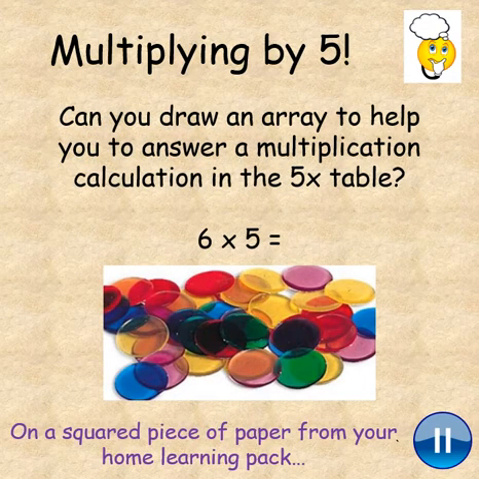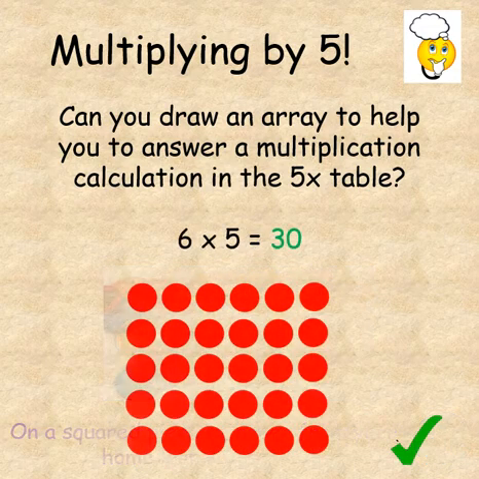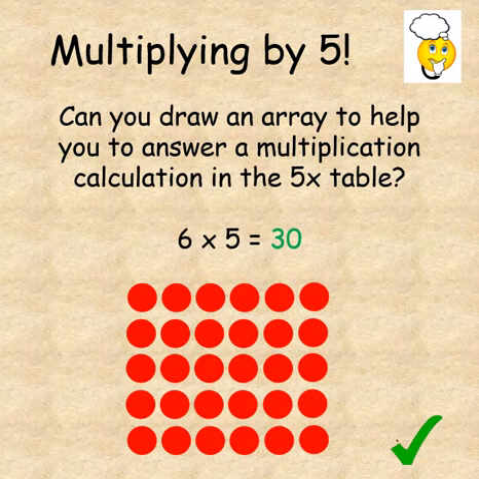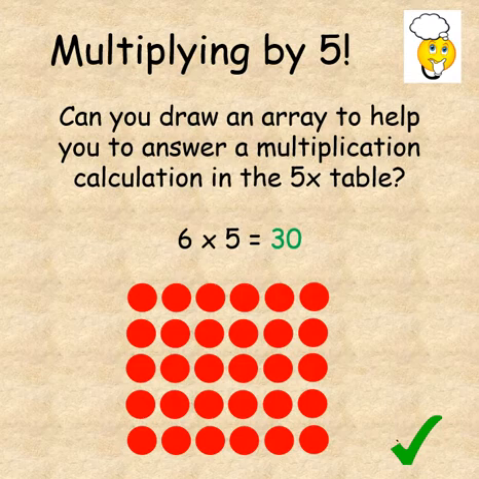Okay, this time I would like you to have a go at drawing an array on your square piece of paper to answer 6 multiplied by 5. Pause the video here and have a go. Okay, so let's check. You should have drawn 6 counters in 5 rows because it was 5 times. And if you counted them all correctly, you should have worked out that 6 multiplied by 5 is 30. Well done, everyone.